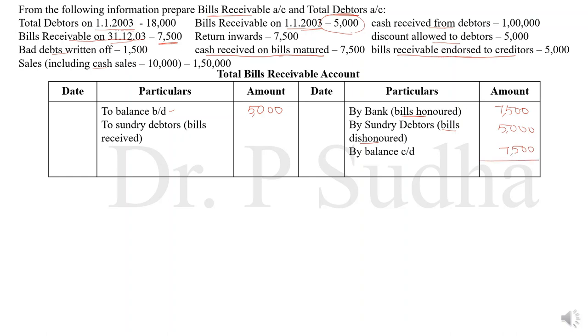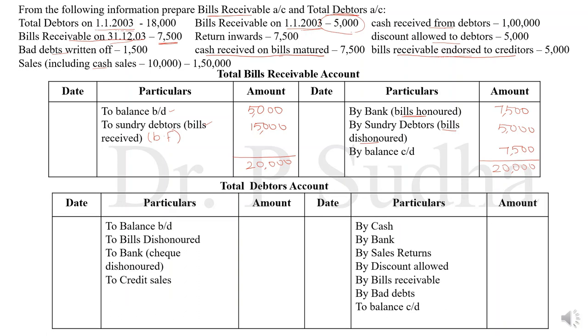Your credit total is more. Your credit total is 20,000. Tally the account. The balancing figure is 15,000, which will be the missing information. See, bills receivable, that is the missing information. This you will get as your balancing figure. So we are preparing this account to find out the missing information. In this question, the missing information is bills received during the year, that we got as the balancing figure.